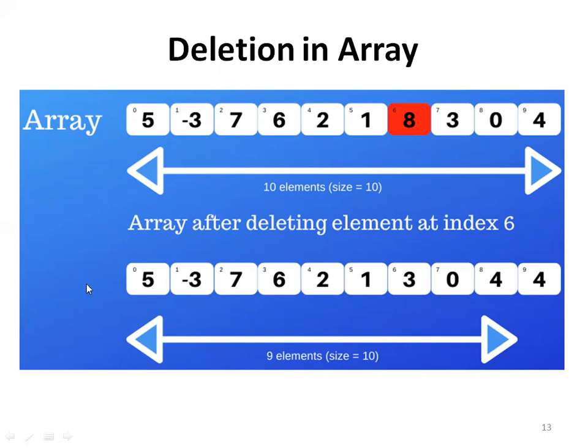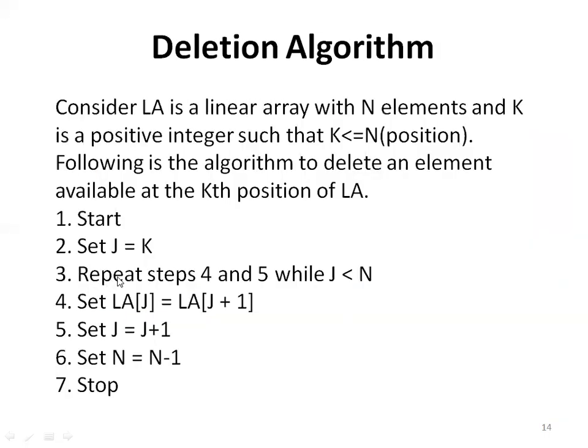Now let us see how it is written in the algorithm. This is the deletion algorithm, and LA is the linear array where we will perform the deletion operation, and n is the total size of the array. We want to delete the data item at the position k, where k is less than or equal to n. Now the algorithm starts here. So start, then we are deleting and reorganizing the array.